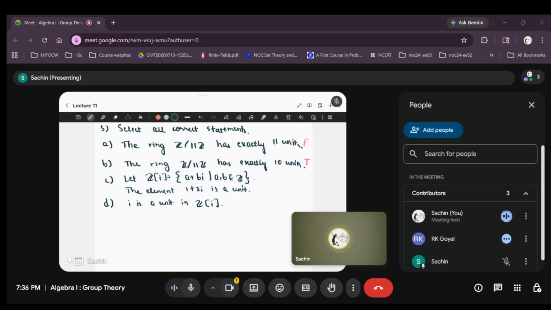You can go back to the previous lecture and see that if you don't remember. So this problem is mostly to refresh your memory on these two things. That in Z mod nZ, all the elements other than 0 will have an inverse if n is prime. And in Z[i], the only units are 1, minus 1, i and minus i. So this is false and this is true.